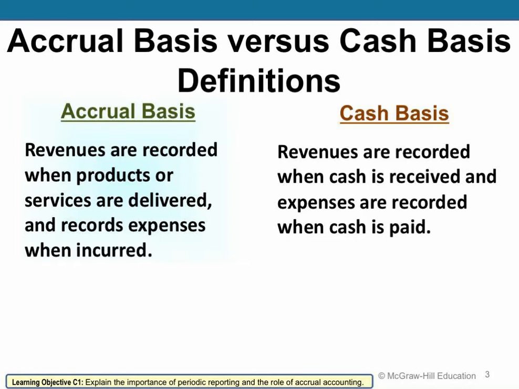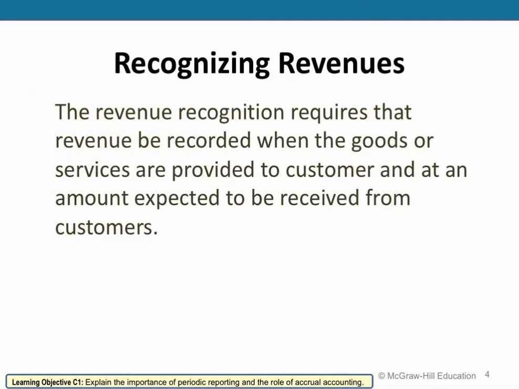So unlike cash basis accounting, where revenues are recorded when cash is received and expenses are recorded when cash is paid, in accrual basis we're looking at when the services are provided. So cash might be received before those services are provided, contemporaneous with it, or cash might be received after the services are provided. But our revenue recognition principle says that we're going to be recognizing that revenue first when the goods or services are provided to the customer and when there's an expectation of payment from that customer.